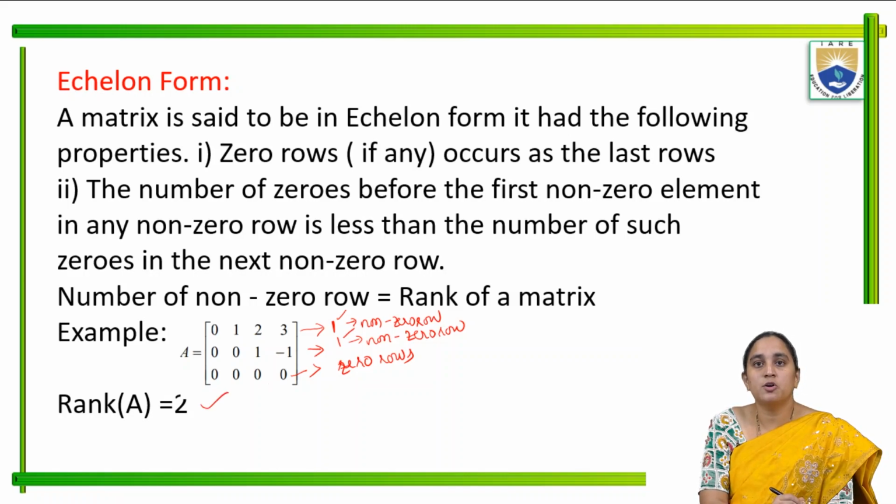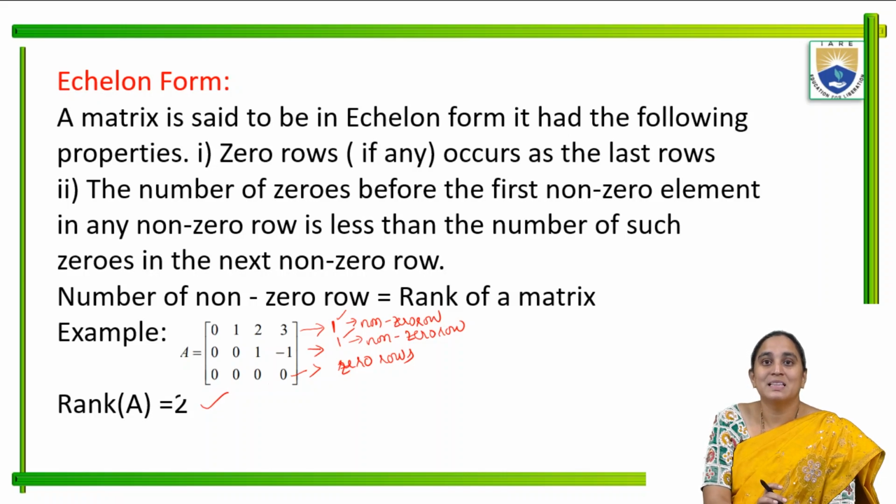Okay, this is the concept of echelon form. Once again, I'll repeat. Simply reduce the matrix to upper triangular form with respect to the row operations. That's the concept of the echelon form. After getting the echelon form, the number of non-zero rows, how many are there? We have to consider that as the rank of the matrix.